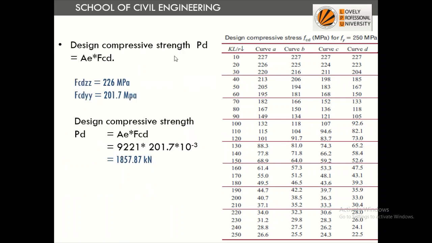So now when we have calculated FCD along the zz axis and yy axis, we will calculate the design strength. As we can see, the minimum of the two will give the design strength. So we will multiply Ae, which is taken from the steel table, with the permissible design stress, which is 201.7, and to convert it into kilonewtons we will divide it by 1000. So this is a very simple problem.